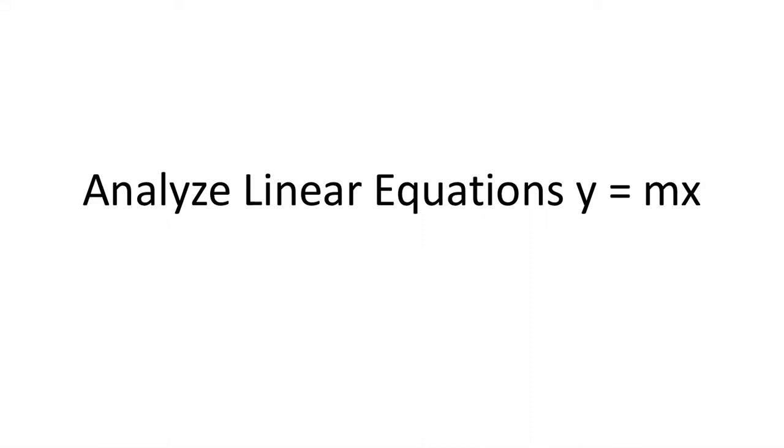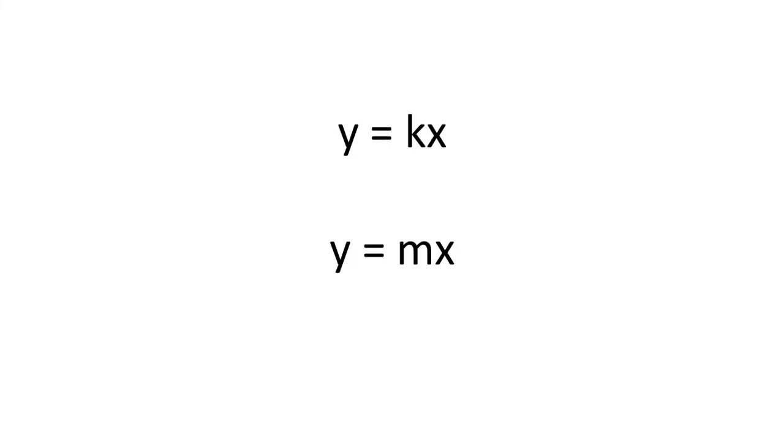In this lesson, we will analyze linear equations in the form of y equals mx. Before moving on, it's important to talk about the difference between y equals kx and y equals mx. More or less, they describe the same thing, a proportional relationship between the y and the x variable. The only difference is that k stands for the constant of proportionality and m stands for slope, and slope represents the steepness of a line.